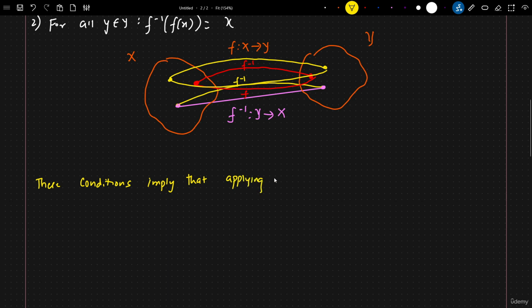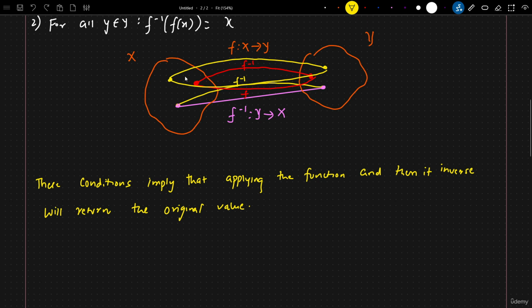applying a function, and it is a very handy topic, guys, and probably in machine learning we'll be extensively using this, and then its inverse will return the original value. Whatever is the original value. So let's read this statement. The condition implies that applying a function and then its inverse will return the original value. Yes, obviously it is returning the original value. Initially I had this, then I got this, then it is returning the original value.